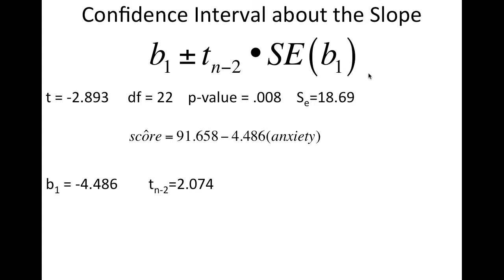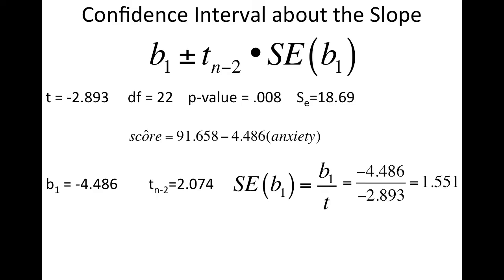The last piece we need is the standard error for slope. There's a calculation you have to do, which I showed you in the first video. There are two formulas. I'm going to use the smaller of the two, which is just the slope divided by our test statistic. Again, these are values we should have from the work we did before. Our slope is negative 4.486 and our test statistic is negative 2.893. If we do that calculation, there is our standard error for slope, 1.551. So there are the three values you need to find your confidence interval.